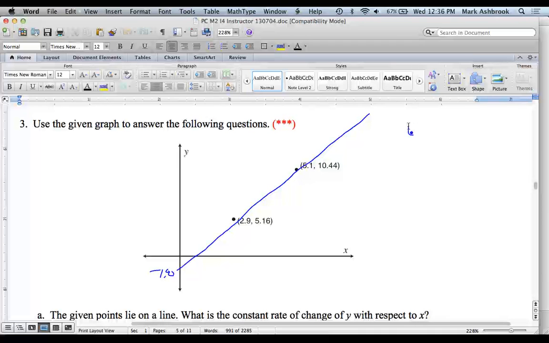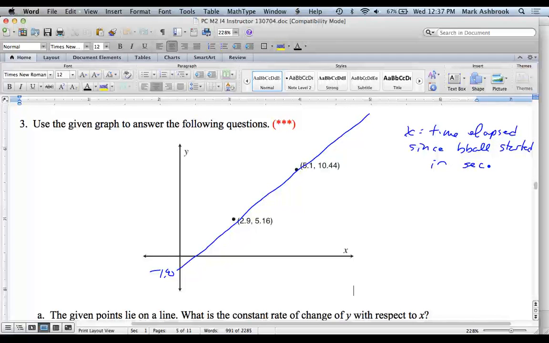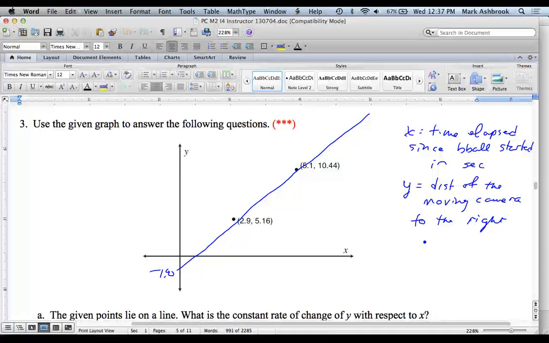So let x equal the time elapsed since the basketball game started, in seconds. So x is a time quantity. And y is the distance of the moving camera to the right of the left basket, in meters.